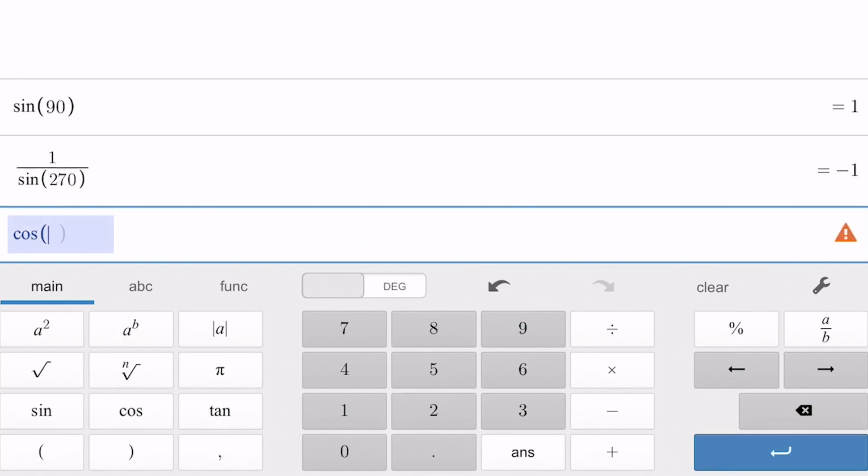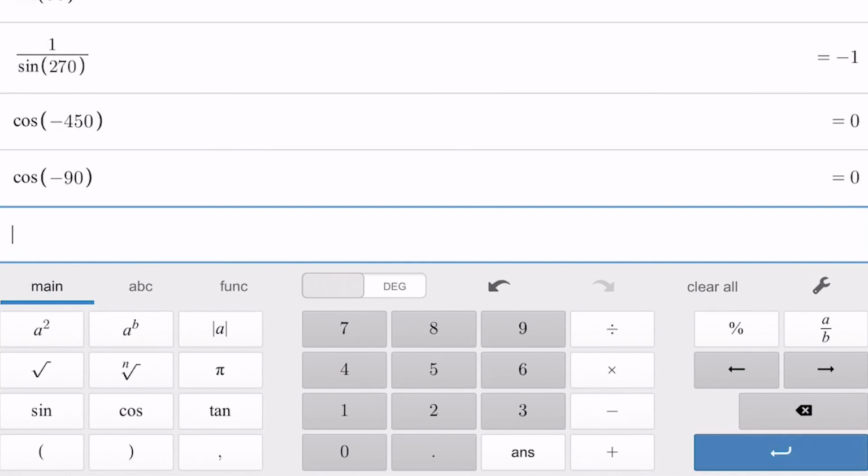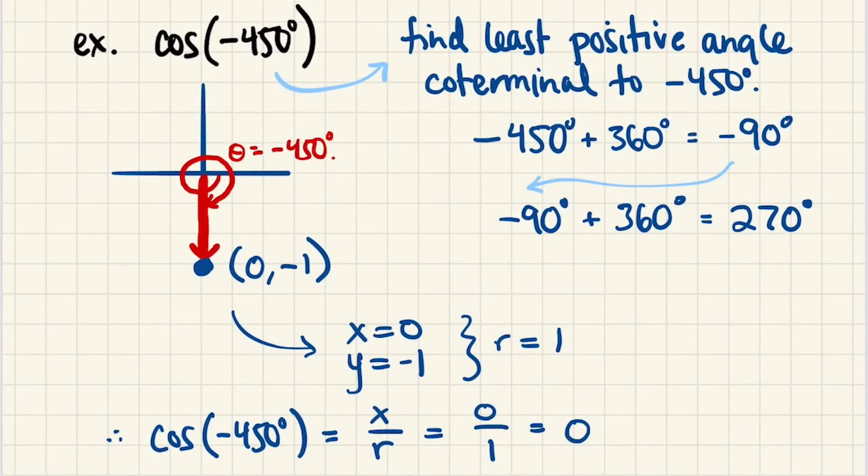All right, let's check cosine negative 450. And indeed, we get 0. And I'd like to point out that actually, trig function values are preserved through coterminal angles. So remember, this was also coterminal to negative 90, and we still get 0. And it was coterminal to 270, and we still get 0, of course. When you are working these out on your homework, it is very important to avoid using a calculator to get these numbers, okay? So don't deny yourself the opportunity to be practicing working these out without a calculator.